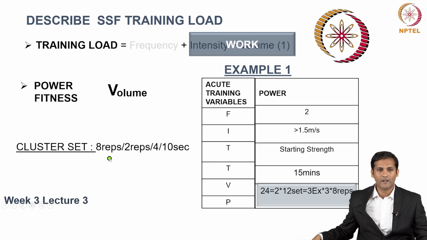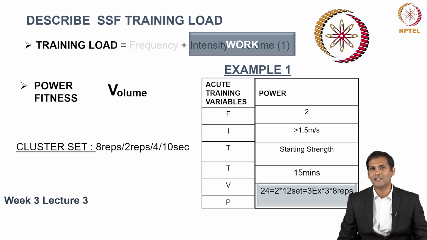So using the format of cluster sets, for a total of 8 reps, you do 2 reps per cluster to maintain the given intensity. And because you do a total of 8 reps, there are a total of 4 clusters. In between every cluster, you wait for 10 seconds. So you do 2 repetitions, you wait for 10 seconds, and you repeat this 4 times. That completes set 1. This is yet another way of describing volume for power training, specifically when your power training is in an advanced mode.